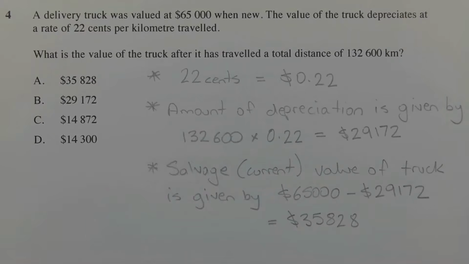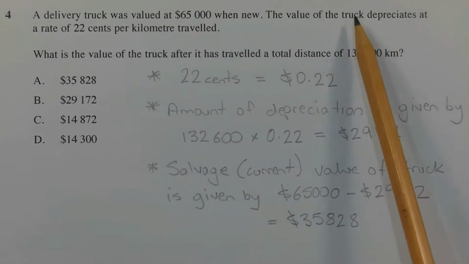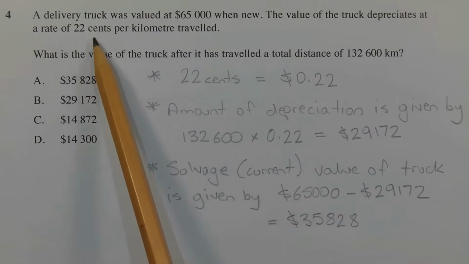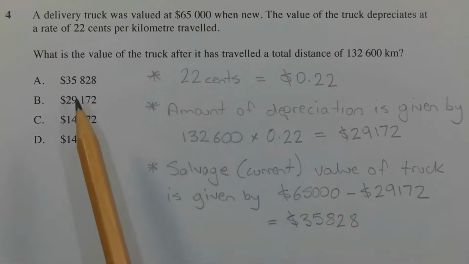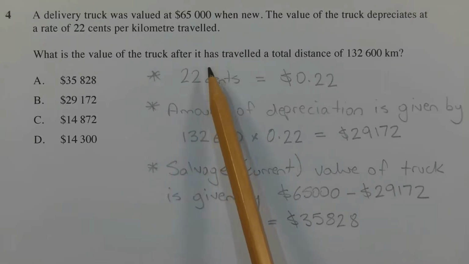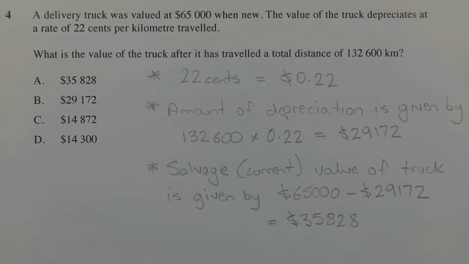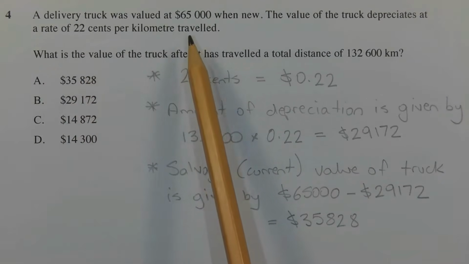The first thing to notice after reading the question is that the truck is valued in dollars, but the depreciation rate is quoted in cents per kilometre travelled. Now the question is asking for the value of the truck in dollars after it has travelled a total distance of 132,600 kilometres. In order for the solution to be valid, all currency values need to be in dollars, and that includes the depreciation rate of 22 cents per kilometre travelled.